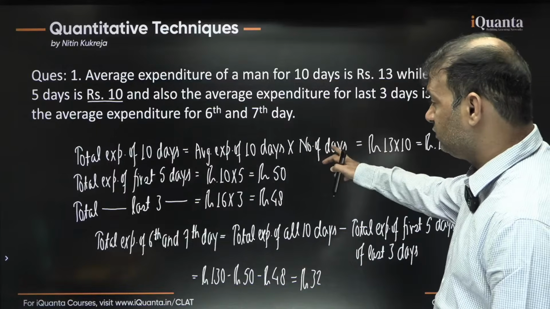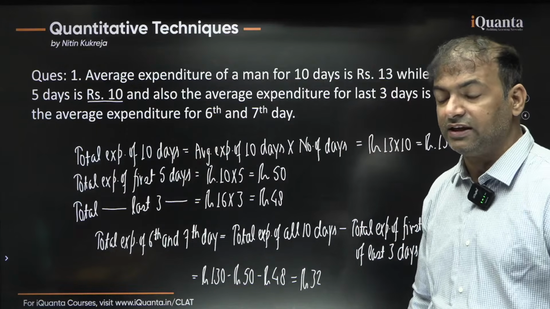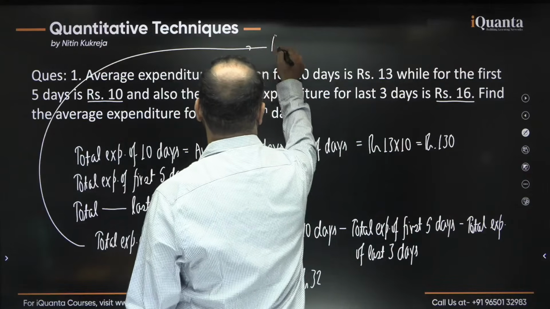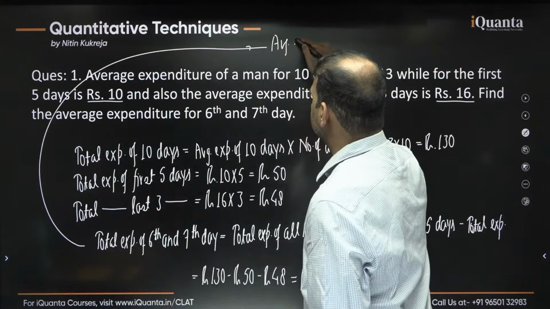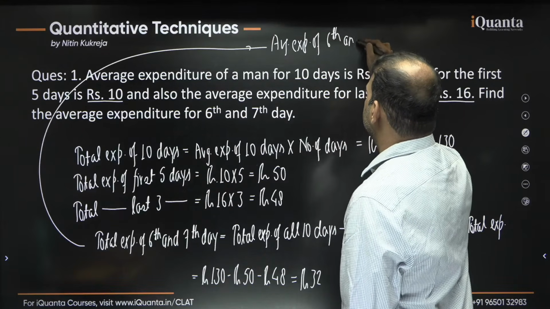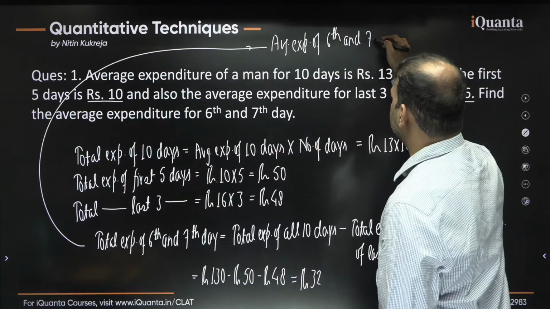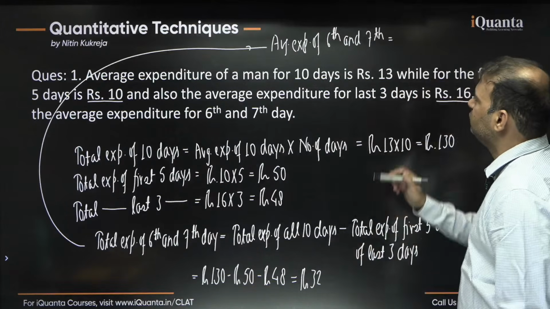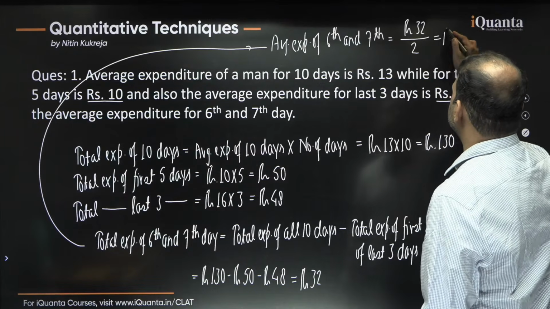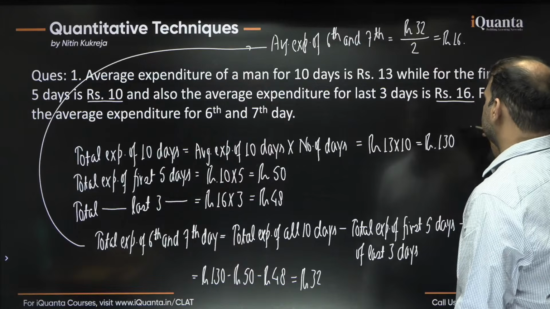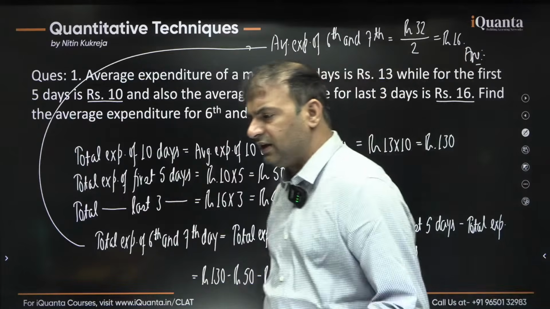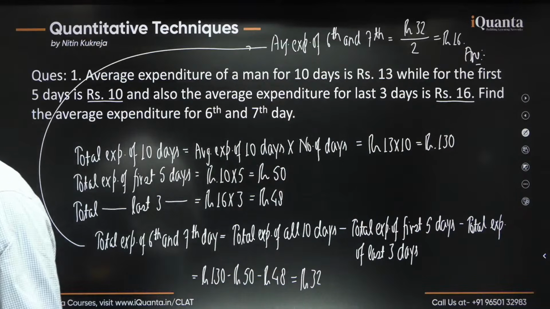Now the last thing we need to find is the average of the 6th and the 7th day, which is very simple now, right? See guys, the total is 32, so what should be the average? The average expenditure of the 6th and the 7th day is the sum of the expenditure, which is rupees 32, divided by the number of days, which is 2. So 32 by 2 has to be rupees 16, right? Simple. So guys, finally we can say the answer is rupees 16, which was given correctly by some of the students in the beginning. Yes, perfect.